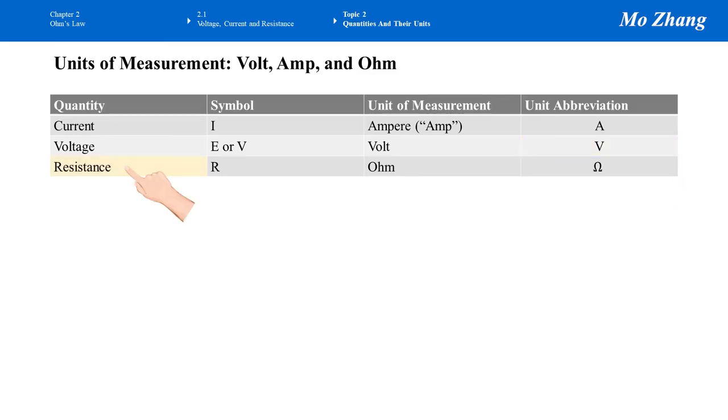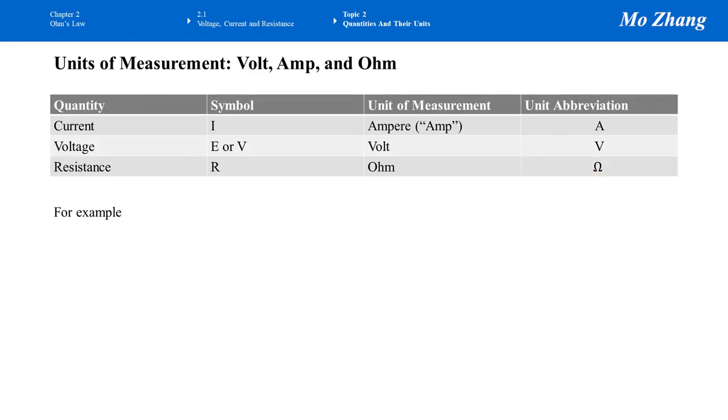The last quantity in the list is resistance. The symbol we use to represent resistance is R. The unit for resistance is ohm. Ohm was a physicist who did research in this area. To give him some credit, we use his name for the unit of resistance. The symbol that represents ohm is this horseshoe-shaped Greek letter called omega.